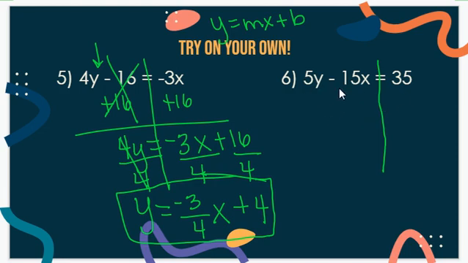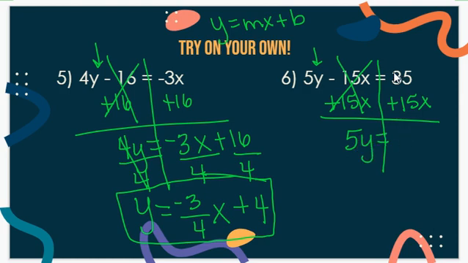Last one, number 6. We're going to first identify what we want to get alone, which is my y. I draw my arrow, helps me to see. I want to move this minus 15x first, so I'm going to start by adding 15x. What you do to one side, you do to the other. Minus 15x and plus 15x cancels out. I'm left with 5y, bring it down. 35 plus 15x I can't combine, so I'm just going to write it in my order that is in the mx plus b form, so 15x plus 35.